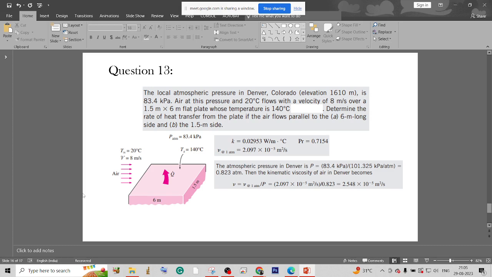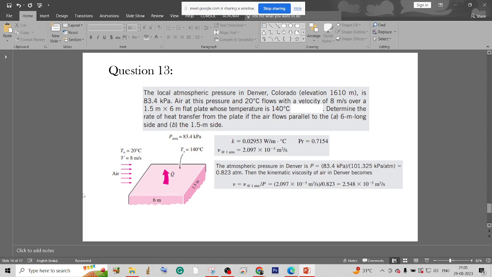Okay, ma'am. So do you want to do one part of this question? Let us solve one part, right? So for the first part, let us focus on the 6 meter long side. If the 6 meter long side is the side parallel to which the air flows, then determine the rate of heat transfer from the plate.